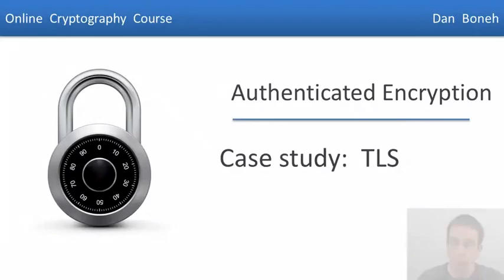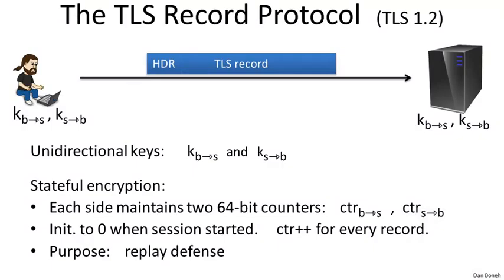So I want to show you how authenticated encryption is used in the real world. Let's use TLS as an example and see how TLS works. Data encryption in TLS is done using a protocol called the TLS record protocol. In this protocol, every TLS record starts with a header. We'll see the structure of the header in just a minute, followed by encrypted data that is sent from one side to the other.